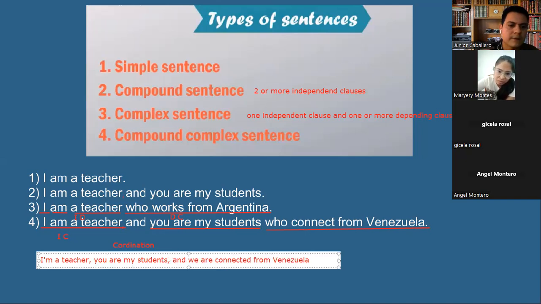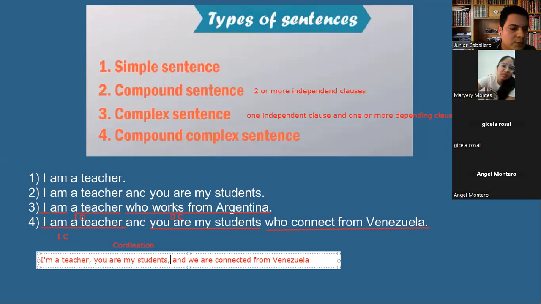Ok. Eso seguiría siendo compuesta. ¿Por qué? Porque tenemos dos, una independiente y otra que depende de la primera oración. Sería una compound. Ok, pero cuando tenemos compuestas, nadie depende de nadie. Todas pueden ir solas. Yo puedo decir, I'm a teacher. Eso tiene sentido. Yo puedo decir, you are my students. También tiene sentido. Y también yo puedo decir, we are connected from Venezuela. Tiene sentido también. Esto es una compuesta, chicos.